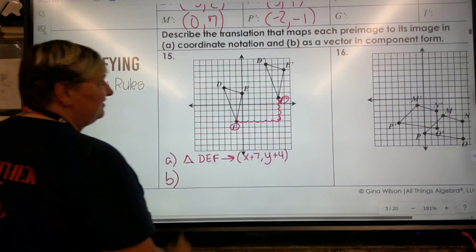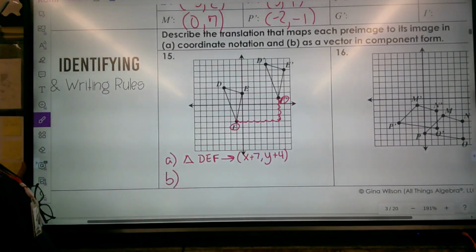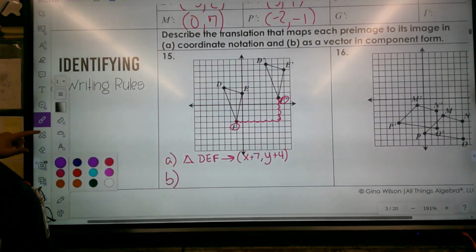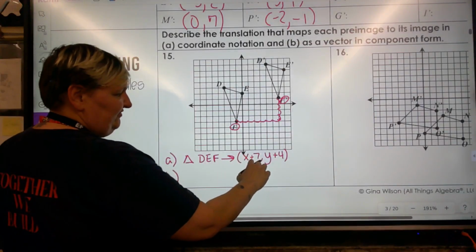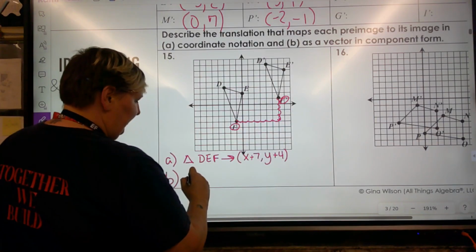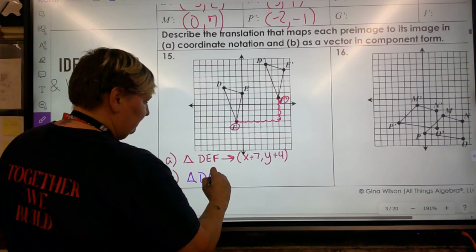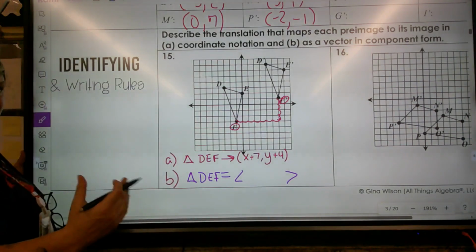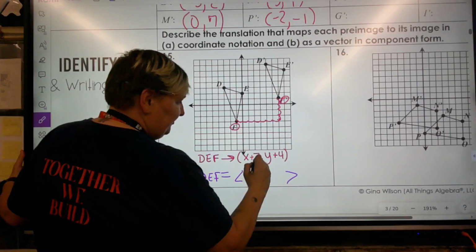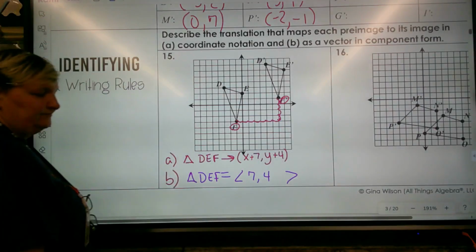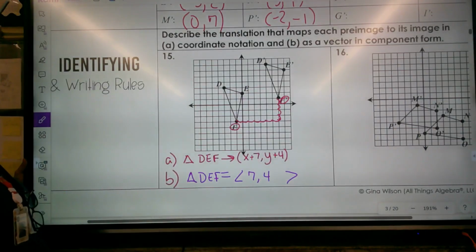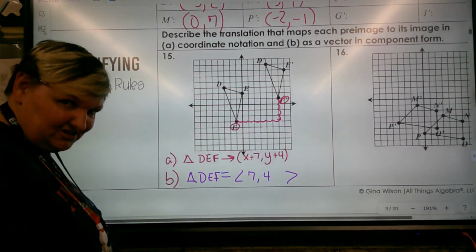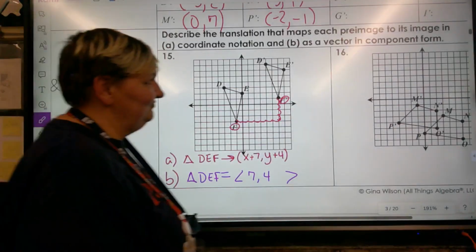Now, what about in component form? Remember, it's the same exact information. The only difference is, instead of writing x plus 7, comma, y plus 4, we're going to put the little arrows, because it's a vector, and we're going to put 7, comma, 4. That's it. All done. You've translated shapes. Congratulations. Welcome to Unit 3. You do the evens.